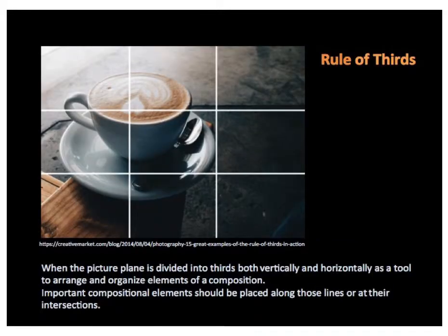Like I said, now we're going to talk about the rule of thirds. When the picture plane is divided into thirds, both vertically and horizontally, as a tool to arrange the elements in the composition, it's a way to strengthen a composition by allowing that focal point to fall along one of those third elements. So important compositional elements should be placed along these lines or at their intersections.